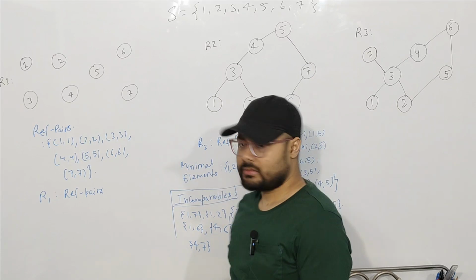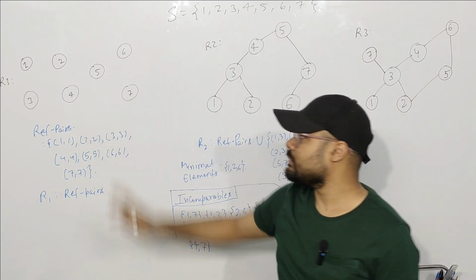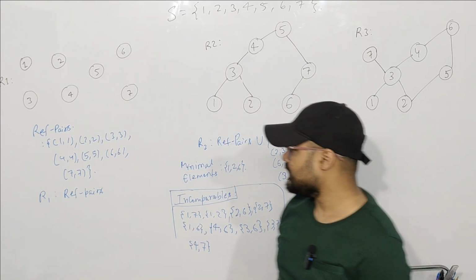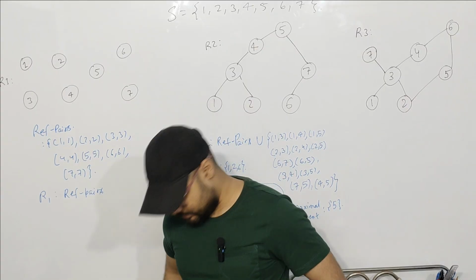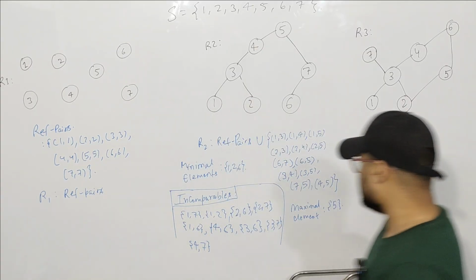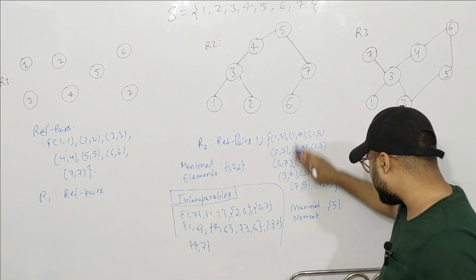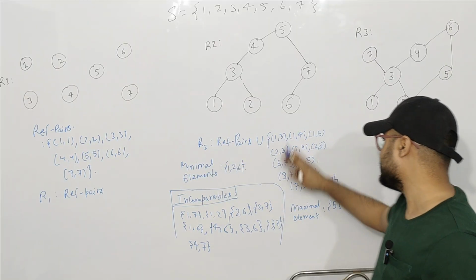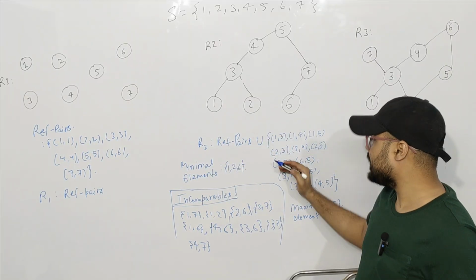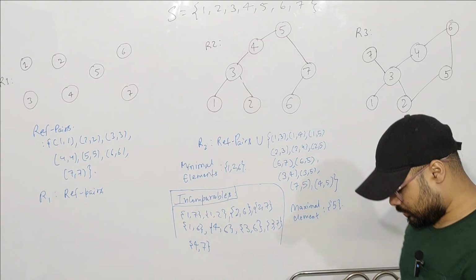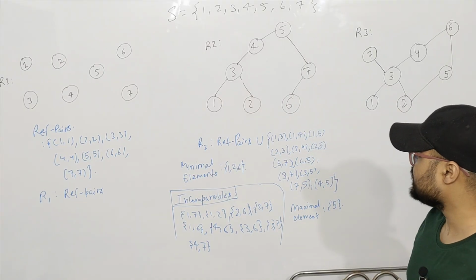If you look at this R1, then every element is minimal as well as maximal. So these are my list of incomparables, and these are the ordered pairs, reflexive pairs union this, that you get from this Hasse diagram. Now just think about this.